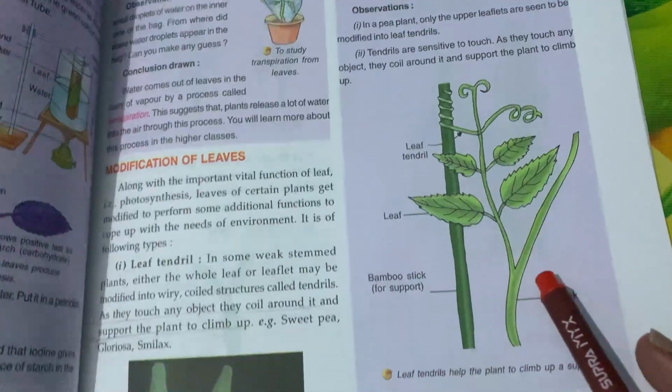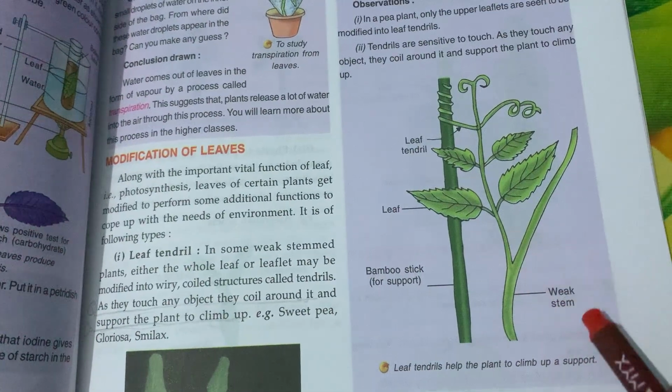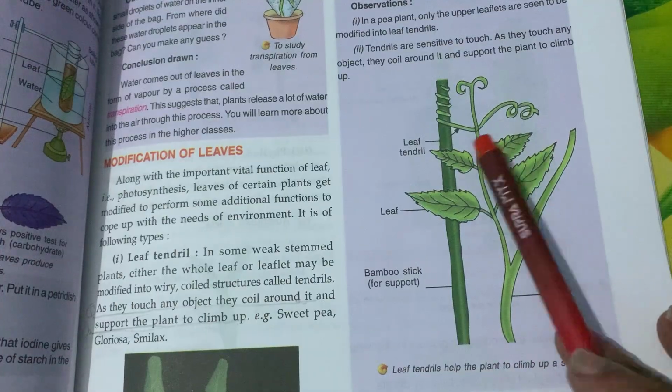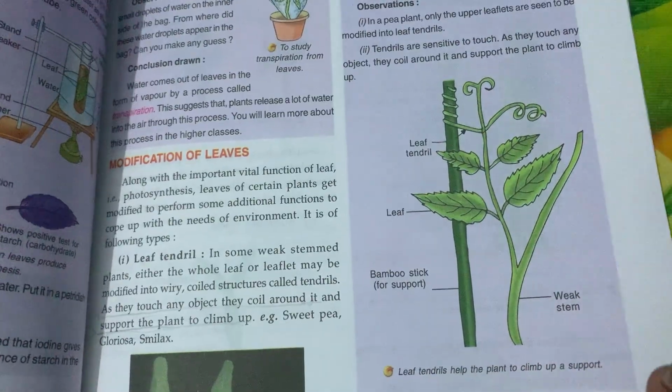As you see, sweet pea. Here you can see this one, climbed up. Leaf tendrils, how they help: this is the weak stem, this is the bamboo stick. When they are grown, with stem support there, they are going to coil up.